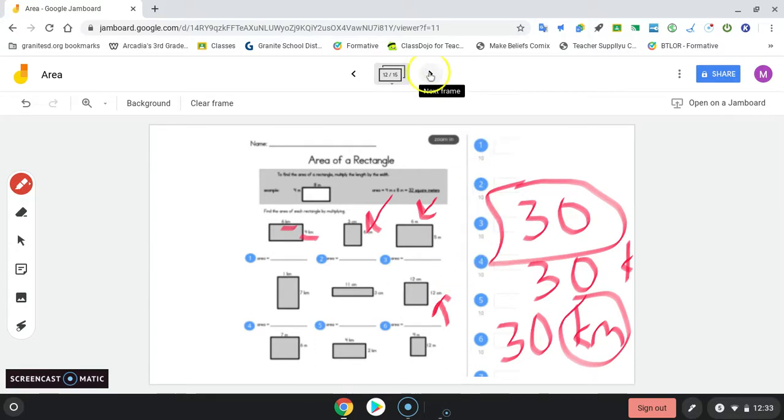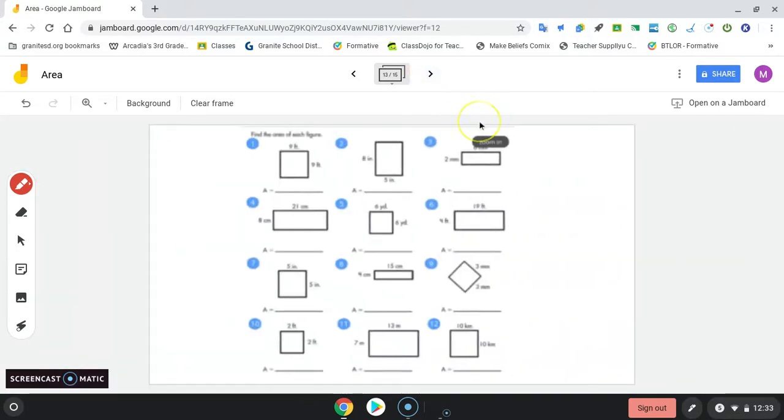If you're on level 5, it's the exact same thing, but you get some of these problems with big numbers. So for this one, you'd have to multiply 4 times 19. If you forgot or you need a little refresher on how to multiply larger numbers, I'm going to put a video of that right below this one on level 5.